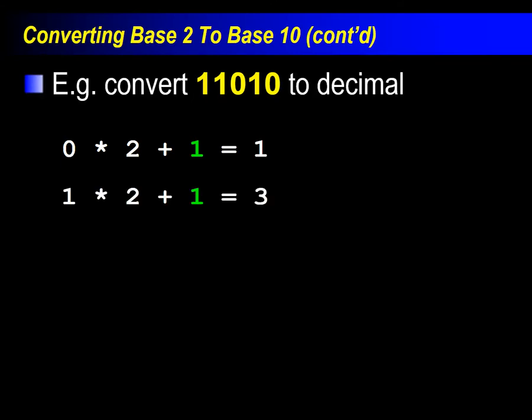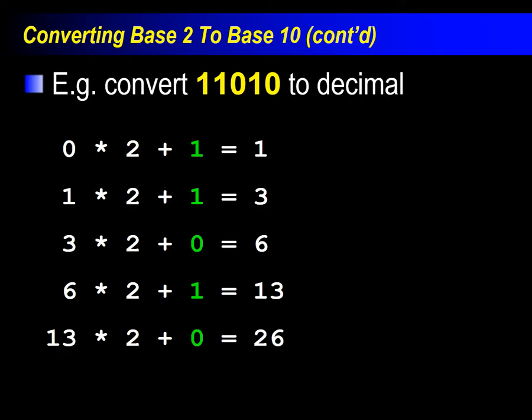1 times 2 plus 1, that's the next digit, equals 3. The 3 moves down. 3 times 2 plus 0, that's the next digit, equals 6. 6 times 2 plus 1 equals 13. We're now finally up to the last one. 13 times 2 plus 0 is 26. So this number is 26.